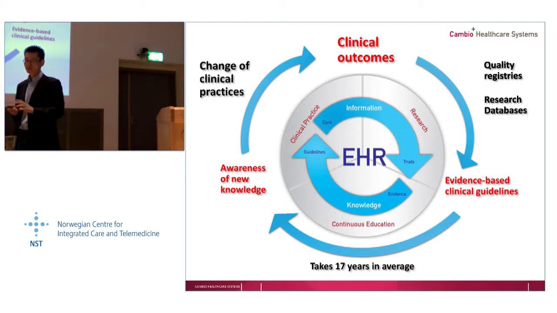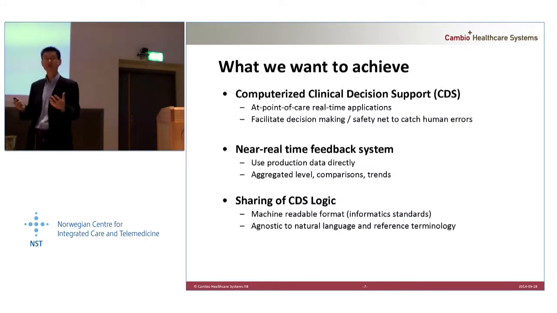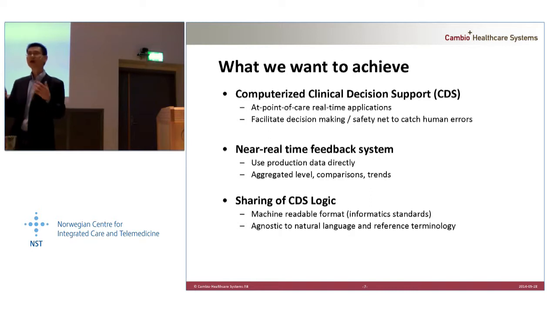And put that into the context of Cambio in Sweden. We want to accelerate this through the use of semantic technology and the electronic health record system. So that's something we want to achieve, with GDL, with archetypes, with the technology we have today. So this is basically what we want to achieve. We want to have computerized decision support at the point of care, and we want to catch those errors. It doesn't have to be very complex decision making.